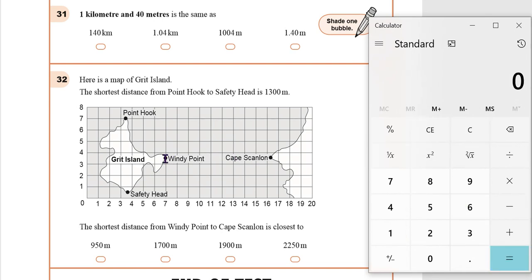So that means for this one over here, Windy Point to Cape Scotland, which is the question there: 1 across, 2, 3, 4, 5, 6, 7, 8, 9. I'll call that 9.5. And because it's 9.5 squares times 200 meters each square, 1,900 is the answer.